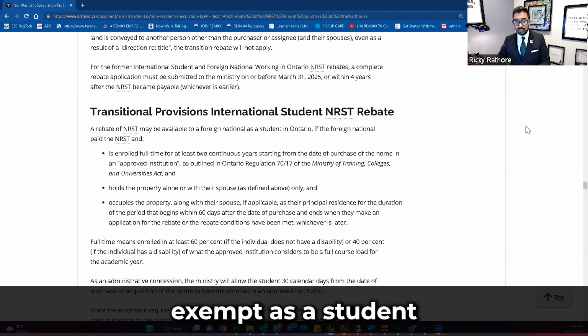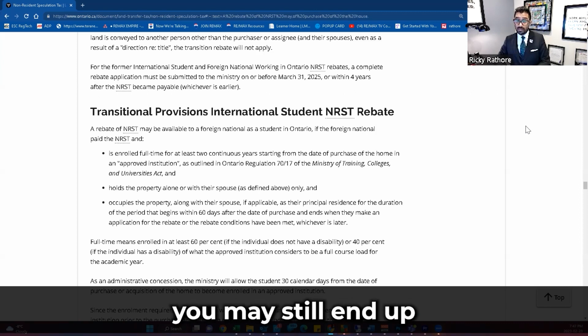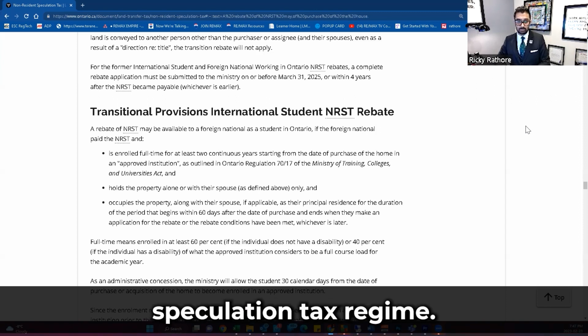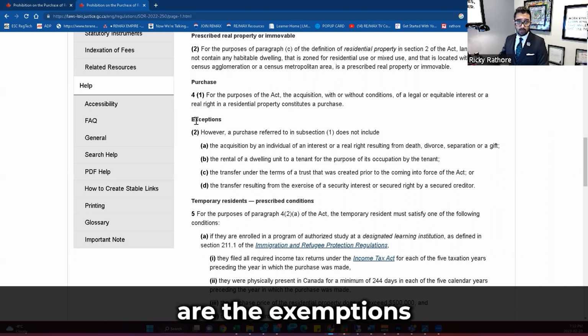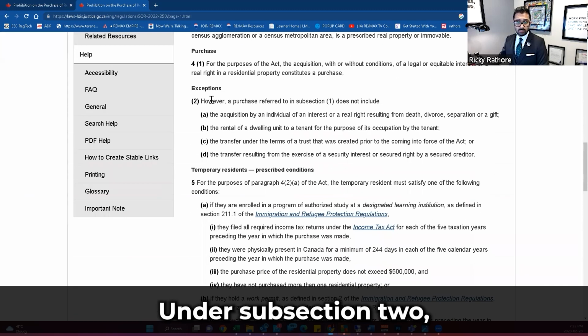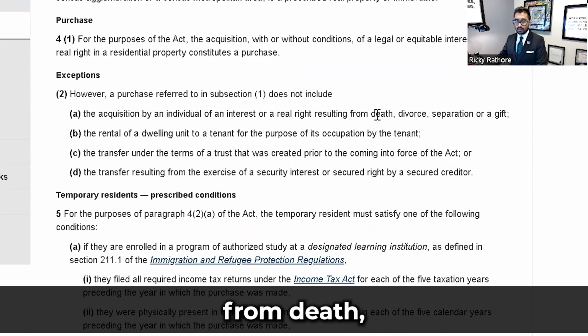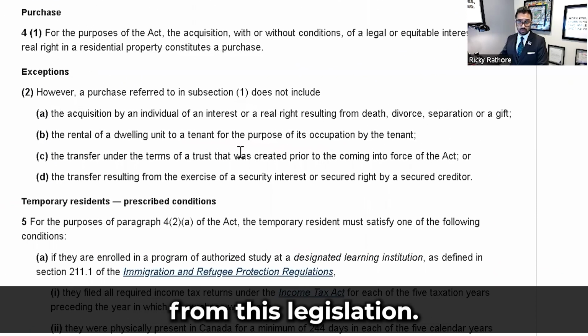Meaning if you are exempt as a student or somebody with a valid work permit falling under one of the exemptions that we've discussed, you may still end up paying 25% tax under the non-resident speculation tax regime. Now, the remaining exemption that I'm going to cover for the purposes of this video are the exemptions under Section 2. Under subsection 2, it says very clearly that any sort of an acquisition resulting from death, divorce, separation, or gift would also be exempt from this legislation.